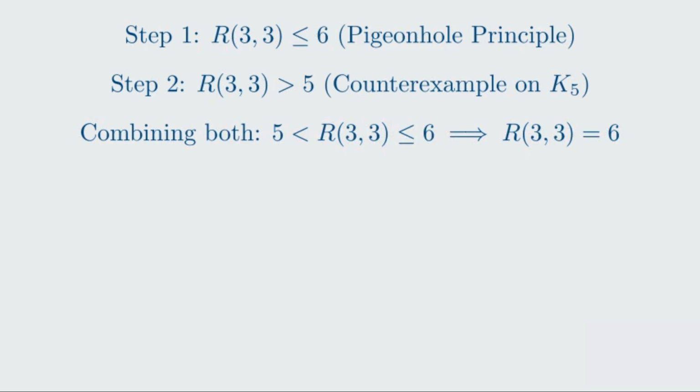Today, we learned the definition of Ramsey numbers and used a 2-part proof strategy to show that R(3,3) equals 6. You are now able to explain and prove this fundamental result in combinatorics. I hope you enjoyed this journey into Ramsey theory.